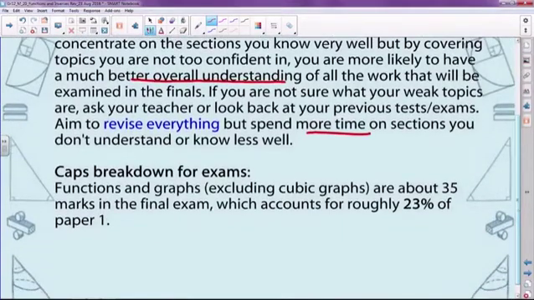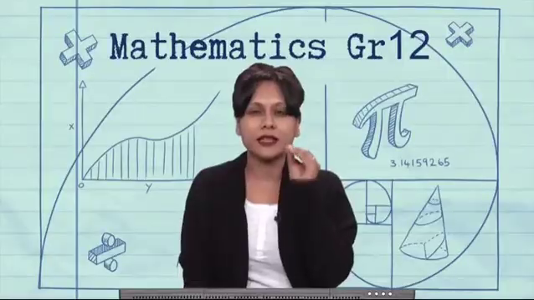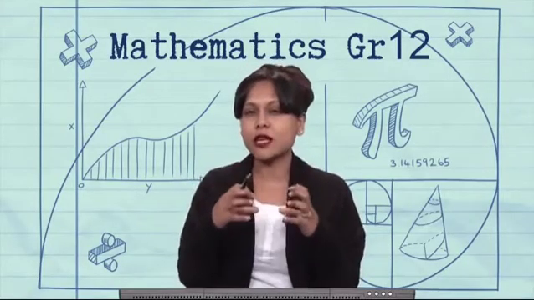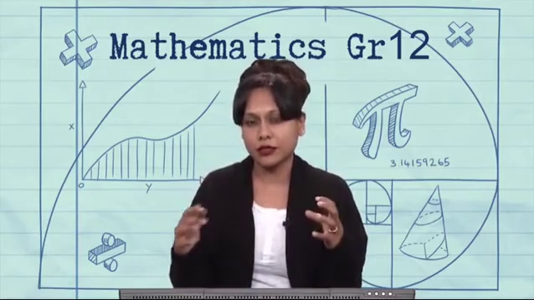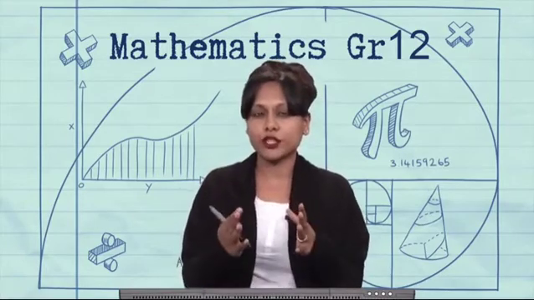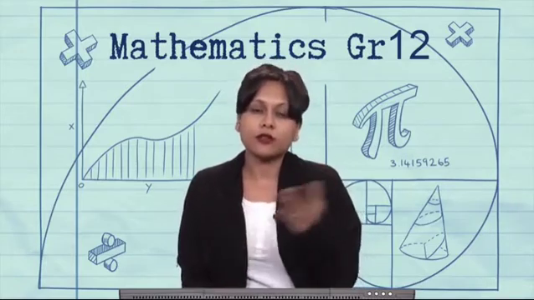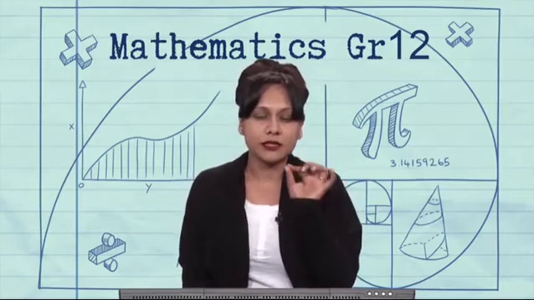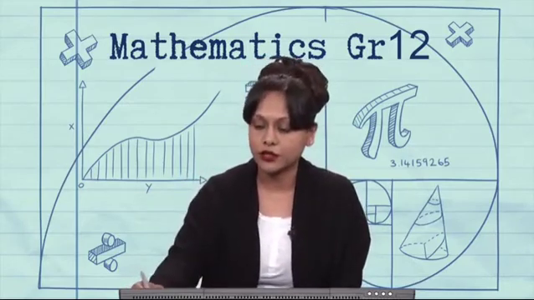Now, when it comes to the CAPS breakdown for your exams, this is how it works. Your functions and your graphs, which is what we're looking at now, excluding cubic graphs, is roughly about 35 marks in the final exam, and that accounts for roughly 23% of your maths paper 1. Quite a substantial percentage that. So it is a topic that does need you to focus and to really concentrate on understanding some of those basic concepts. And that's what we're going to be doing in today's lesson. So this is a good revision for those of you who are not too sure with functions and inverses. And considering that it's just over 23%, it is a very important subject to concentrate on.